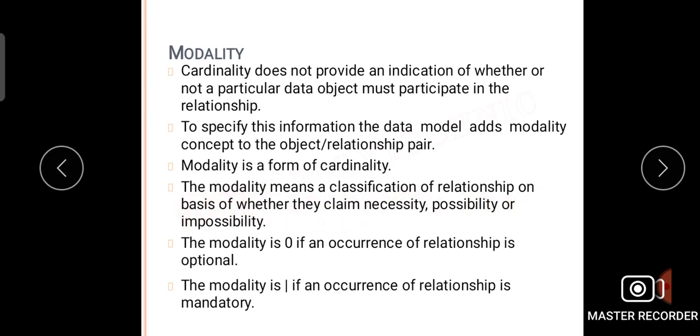The modality is 0 if an occurrence of the relationship is optional, and modality is 1 if an occurrence of the relationship is mandatory. 0 means it is optional, not compulsory, and 1 means it is necessary, mandatory. Here is the figure of modality.